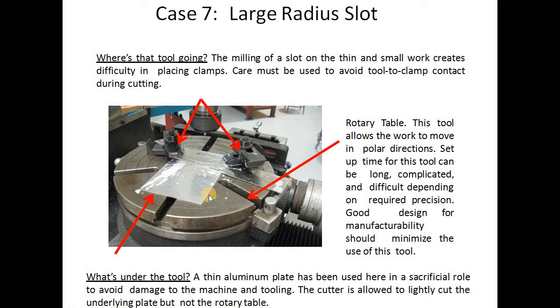Setup time for the tool can be long, complicated and difficult depending upon the required precision. Good design for manufacturability should minimize the use of this tool. So what is under the tool? A thin aluminum plate has been used here, in a sacrificial role to avoid damage to the machine and tooling. The cutter is allowed to lightly cut the underlying plate but not the rotary table. Look at this, this plate has been introduced to avoid tool damage.